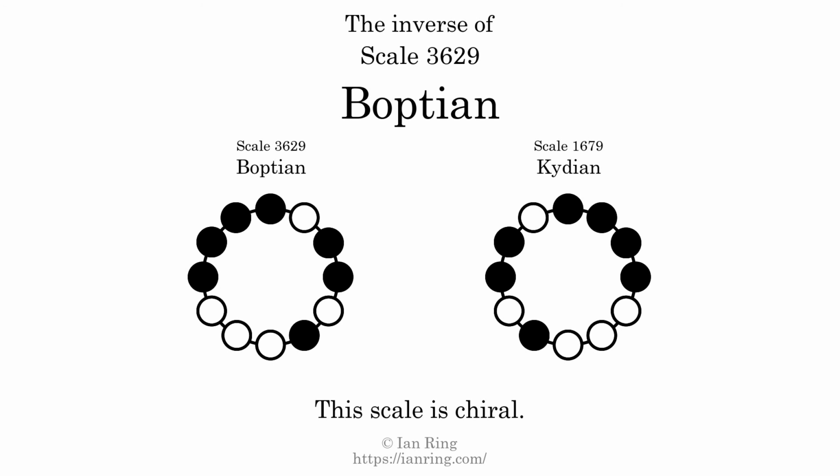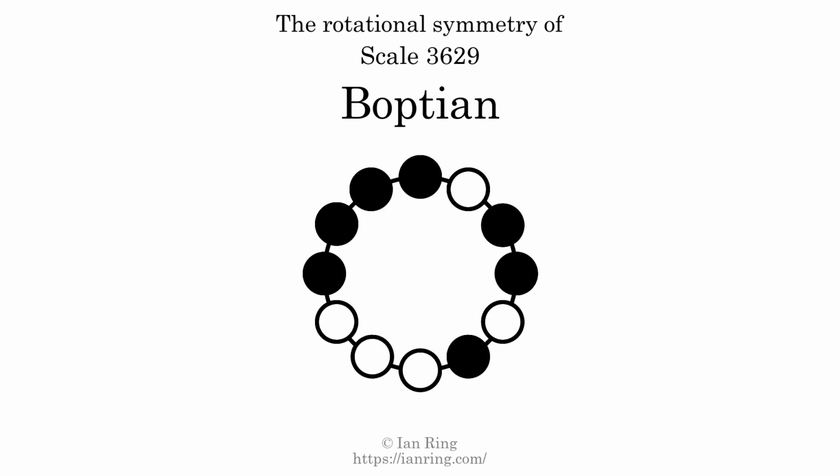The inverse of a scale is a mirror image. It is what you get when the sequence of intervals is reversed. The inverse of this scale is scale 1679, also known as Chidian. This scale is chiral. It cannot transform into its inverse by rotational transformation. This scale has no rotational symmetry.